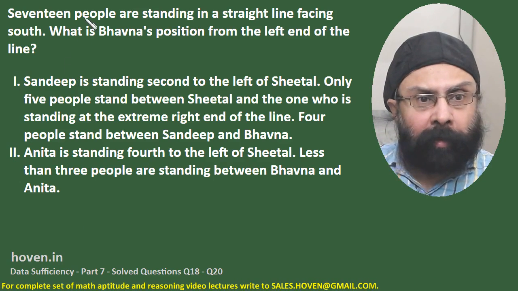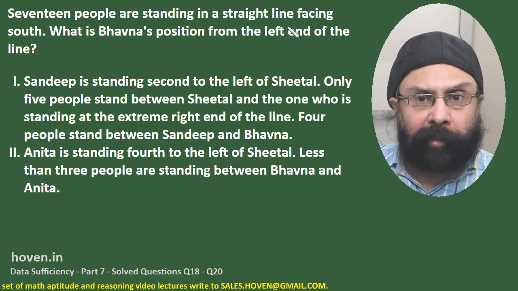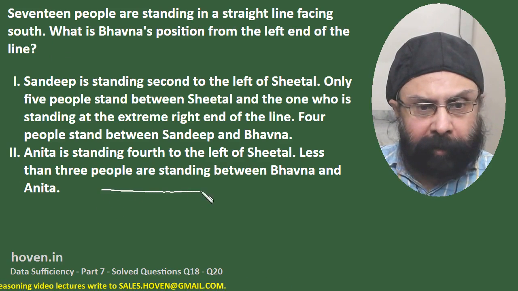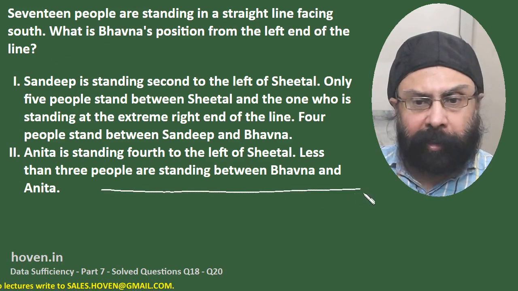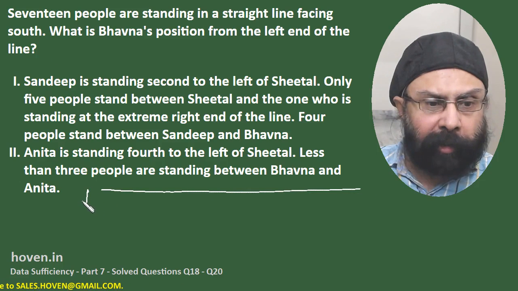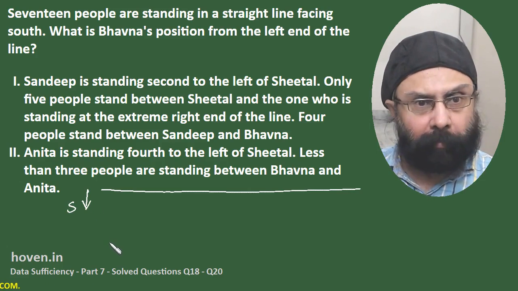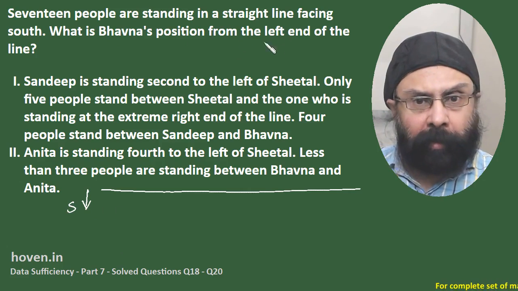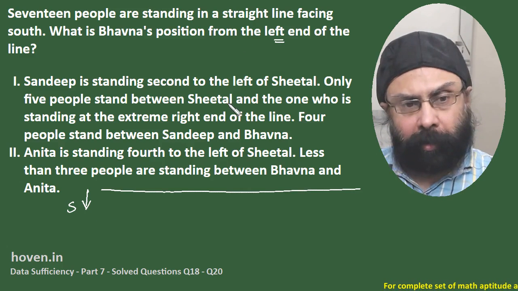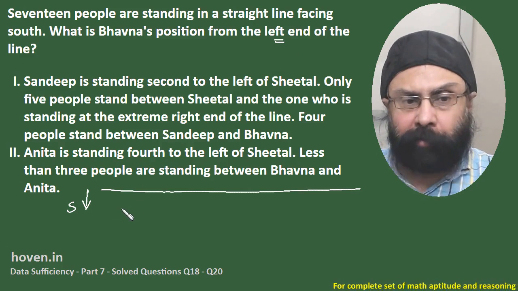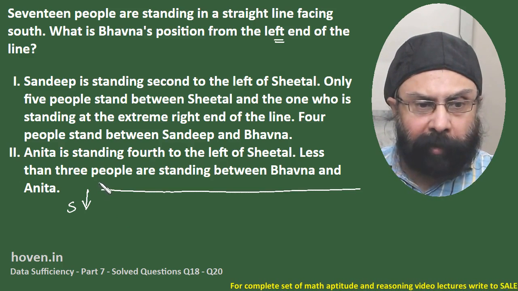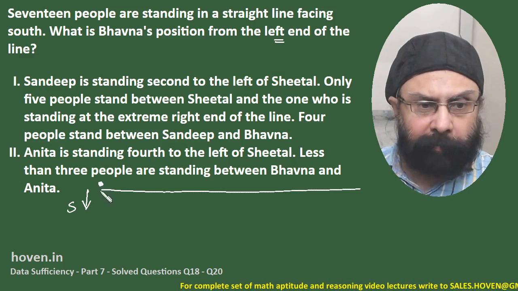Okay. 17 people are standing in a straight line facing south. We can just picture a line like this. This is a straight line, and all the 17 persons are facing in the south direction. Now, what is Bhavna's position from the left end? This left obviously is the left from our point of view. So we will say that we have to find Bhavna's position from this place.